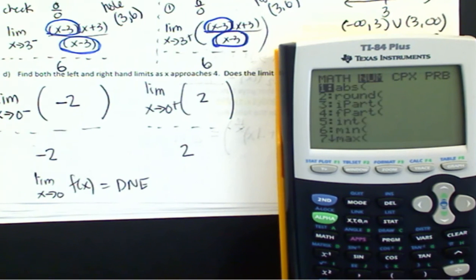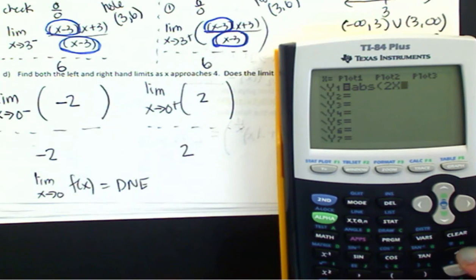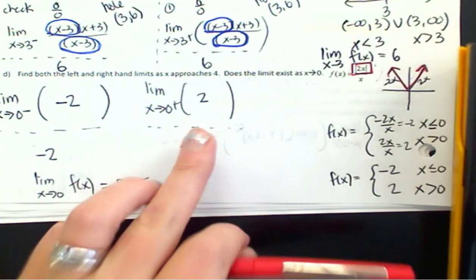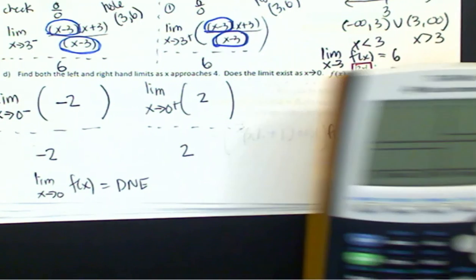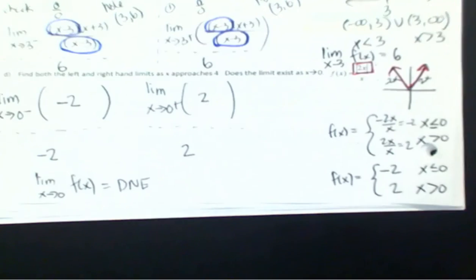Math num absolute value 2x divide by x. Oh, looks like a piecewise function where it's negative 2 on the left of 0, which I have, positive 2 on the right of 0, which I have. It's because the x's reduce, but the absolute value makes the signs change. All right, guys, that is it.